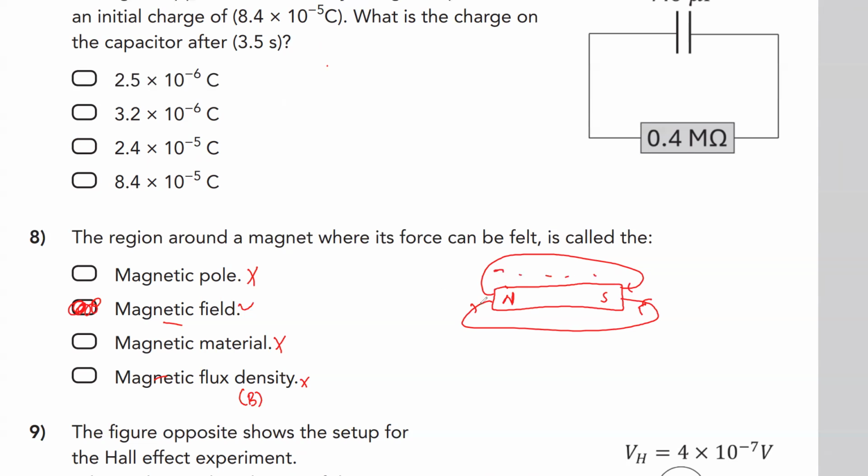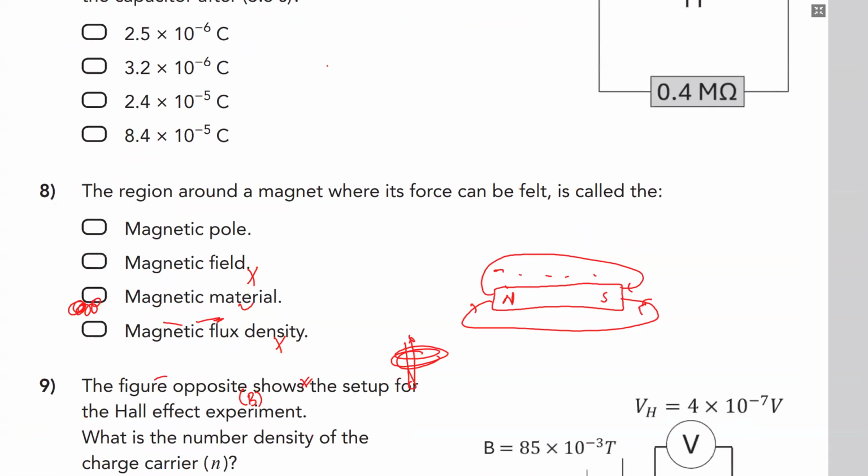So this is actually the field, the space around the magnet where the test magnet experiences a force, called the magnetic field. So the right answer here is magnetic field, not magnetic flux density. Okay, magnetic flux density is, for example, if we have a wire like this and this is around the magnet, so we can say that this is a magnetic flux density. All right. So the correct option here is option B.